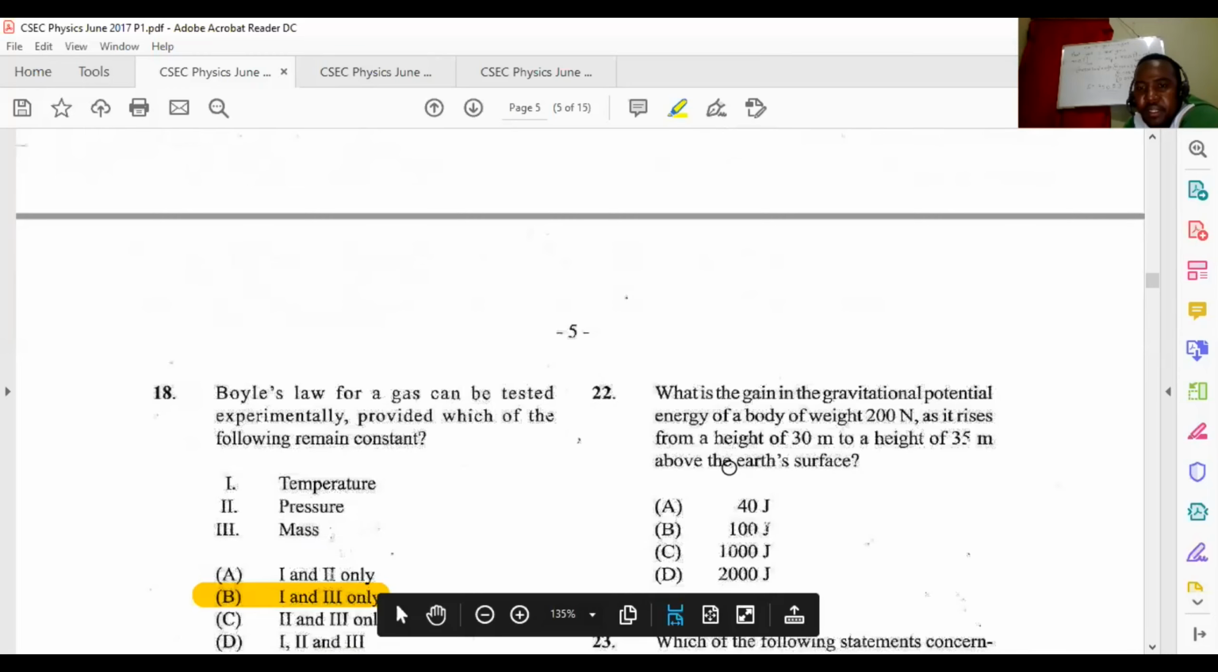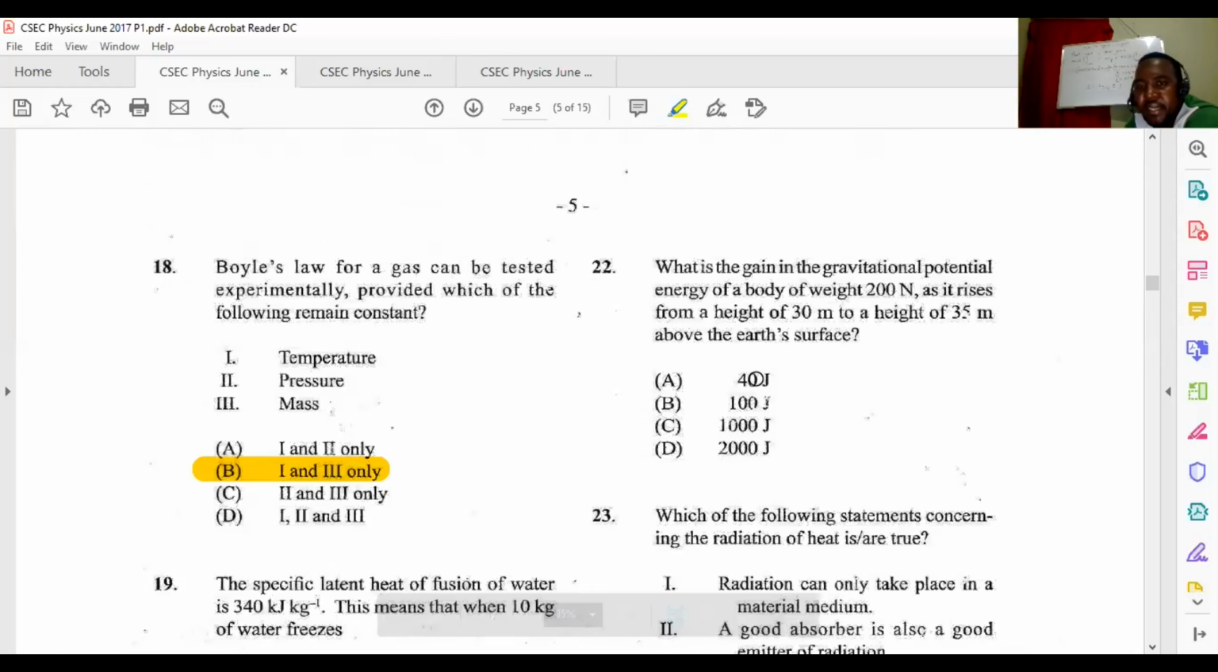All right, 22. What is the gain in gravitational potential energy of a body of weight 200 Newton as it rises from a height 30 meters to a height of 35 meters from the Earth's surface? All right, so we know that gravitational potential energy PE is equal to mgh, or delta h in this case. So mg there is 200 times the change in height, which is 5. So 5 times 200 is 1000.